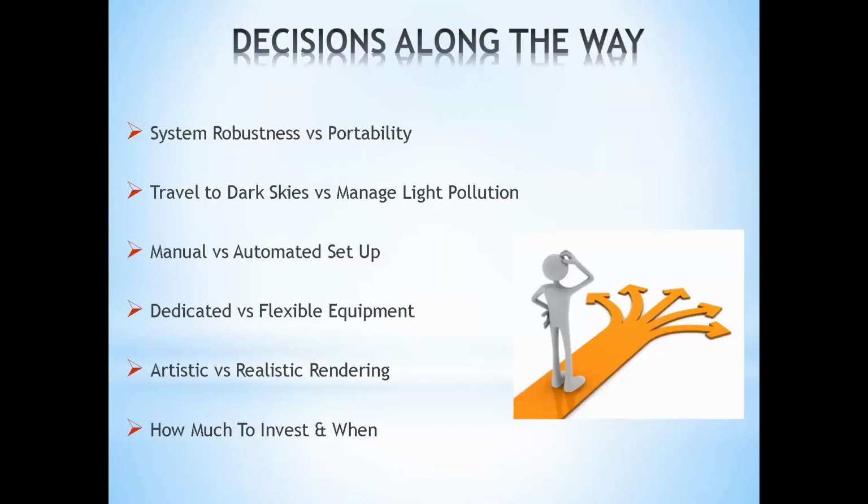So there are decisions that I've had to make along the way, and I'll just go quickly over these. System robustness versus portability. I talked to you about that, and portability is what I've chosen. I've chosen to manage light pollution because I'm shooting in my backyard, essentially. I've gone to more of a manual setup, but I'm migrating to automated. I'm using flexible equipment. Most of my camera lenses are standard photographic lenses. I could get dedicated telescopes and cameras, but that would be a next step.